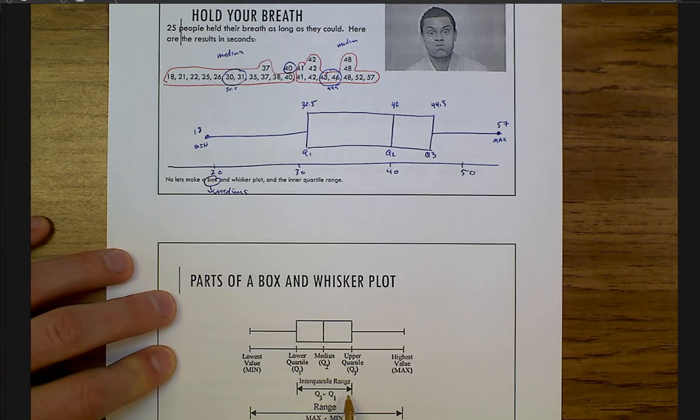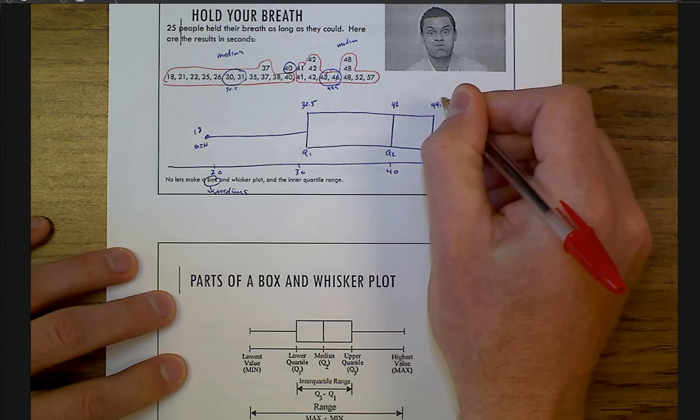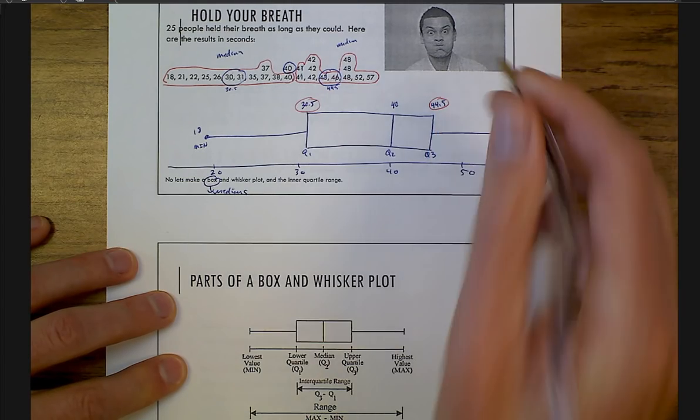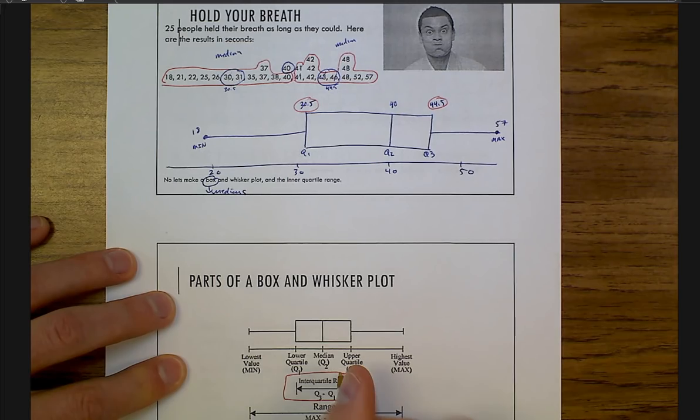Interquartile range. Your interquartile range is when you take Q3, which is the 44.5, and you subtract the quartile 1 from it. So this is important right here. I will ask for interquartile range.